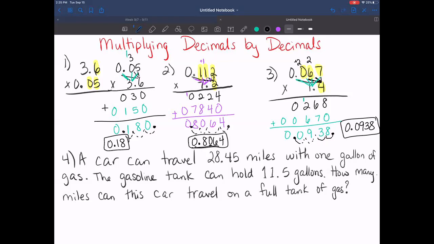So the last problem. A car can travel 28.45 miles. Remember, this is a word problem, so I want to highlight, underline, circle, whatever I need to do for those numbers. All right. A car can travel 28.45 miles with 1 gallon of gas. The gasoline tank can hold 11.5 gallons. How many miles can this car travel on a full tank of gas? Is this addition, subtraction, multiplication, or division?